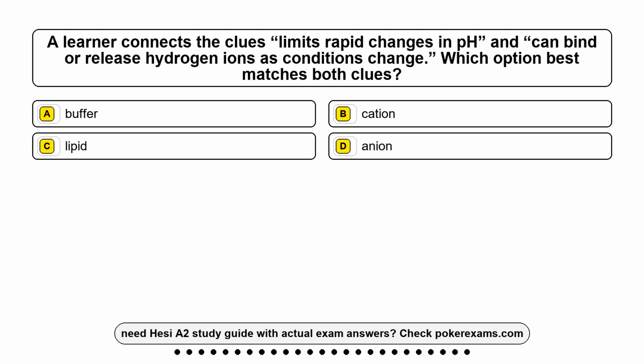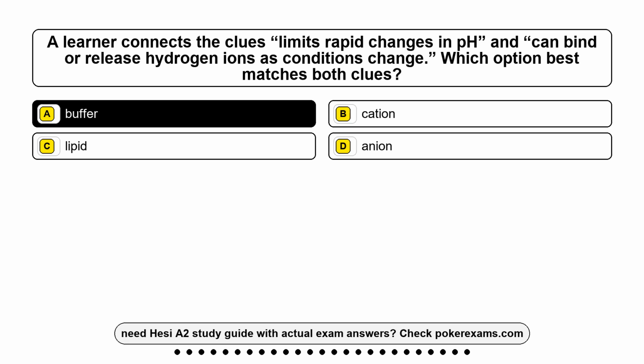Question 25. A learner connects the clues: limits rapid changes in pH and can bind or release hydrogen ions as conditions change. Which option best matches both clues? Option A, buffer. Option B, cation. Option C, lipid. Option D, anion. The correct answer is option A, buffer.